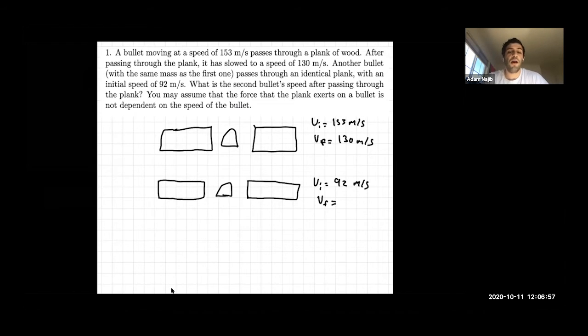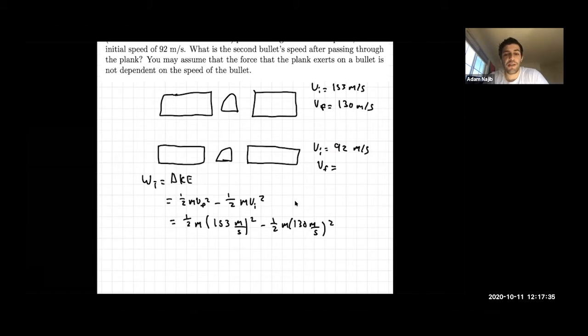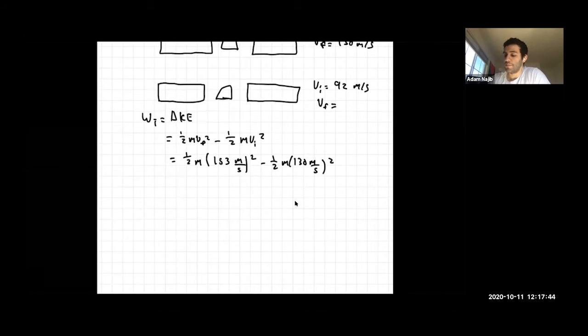work on it individually. And the of the first bullet is equal to 1/2 m, because I'm not given m in this question, so that stays the same. And so it becomes 153 meters per second squared minus 1/2 m 130 meters per second, and this whole thing is squared. Okay, so I'm not really left with much else mathematically that I can solve for, right? Because I'm not given m at any point in the problem. But as we'll see later, m is not really relevant to us solving for our answer.